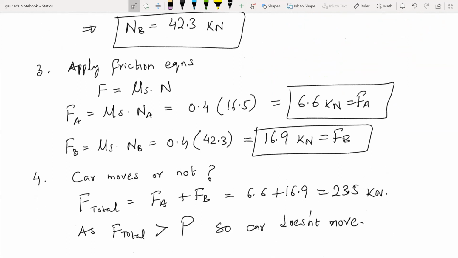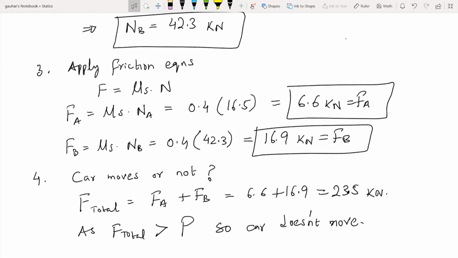So total friction force is Fa plus Fb, which comes out to 23.5 kilonewtons. Okay, so the applied force is 10 kilonewtons and the friction force is 23.5 kilonewtons. The applied force is less than the friction force. That's why we would say that the car doesn't move or car remains static, right?